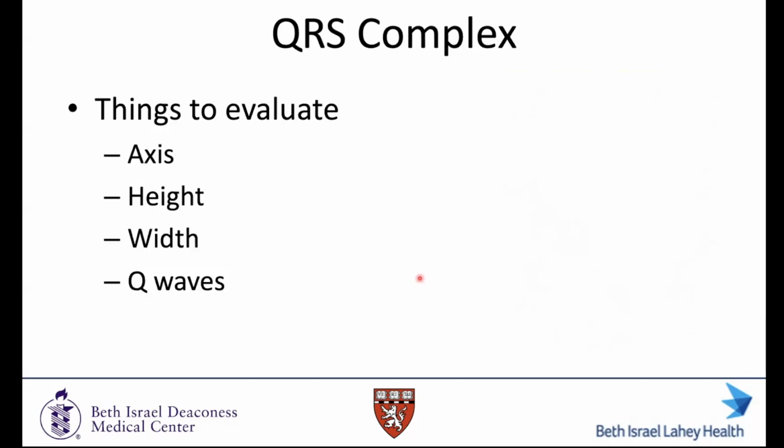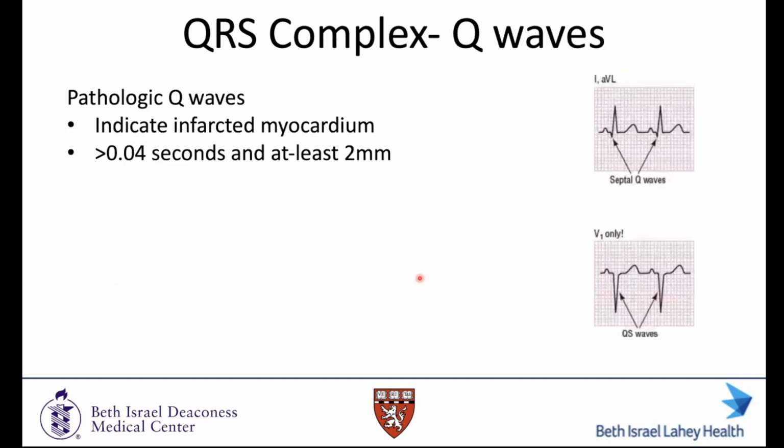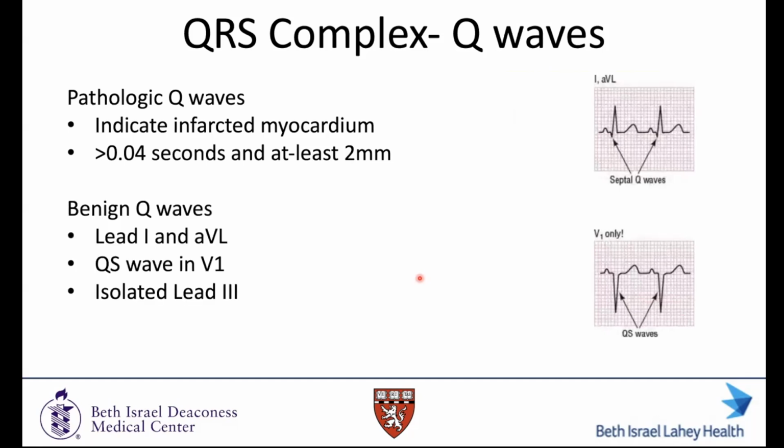Okay. So next, we're going to evaluate our Q waves. So Q waves, you can see benign Q waves, and then there's also pathologic Q waves. Pathologic Q waves indicate infarcted myocardium. They are usually wider and deeper than benign Q waves. So they're at least 40 milliseconds and at least 2 millimeters deep. Benign Q waves you can see in leads 1 and aVL. You can also see them in V6 and in isolated lead 3.